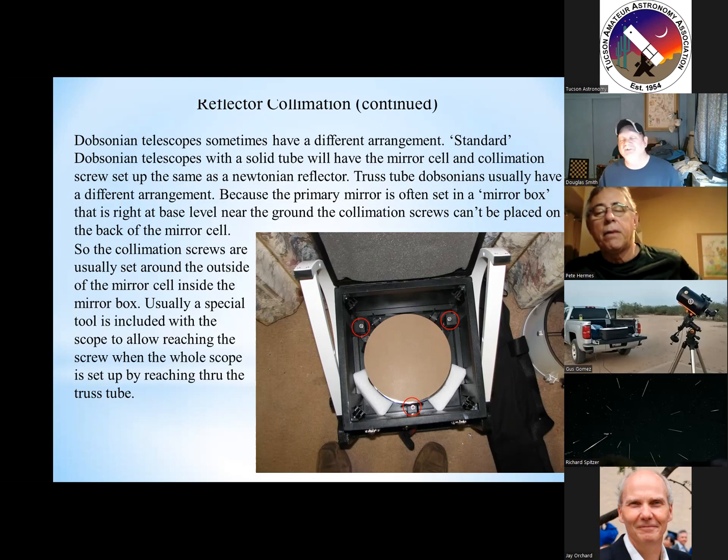So instead, what they do for truss tubes is they have the mirror cell sitting in a box, and it's mounted on 3 adjustable clamps or whatever you want to call them inside the mirror box, and you adjust the tilt of the mirror cell by changing the tilt of those 3 pillars or whatever they are that support the mirror cell that are in the box. And so here they are. These are the 3 collimation screws for the telescope. They're inside the mirror box, but you don't reach them from underneath. You have to go in through the tube.